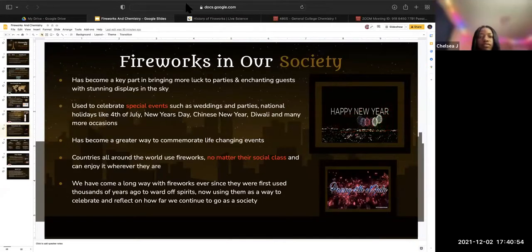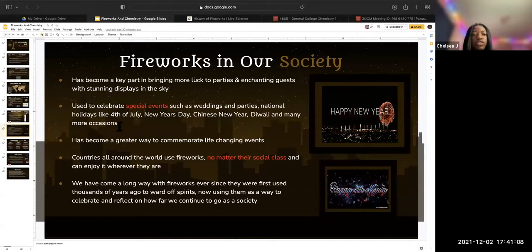Okay, so now I'm going to talk about the implication fireworks have in our society. It has become a key part in bringing more light to parties and enchanting guests with stunning displays in the sky. It's used to celebrate special events such as weddings and parties, national holidays like Fourth of July and New Year's, Chinese New Year, since fireworks did come from China, Diwali, and many more occasions. It has become a great way to commemorate life-changing events.